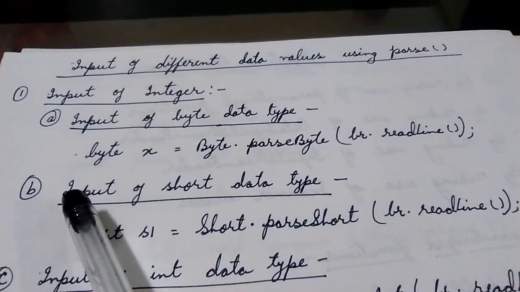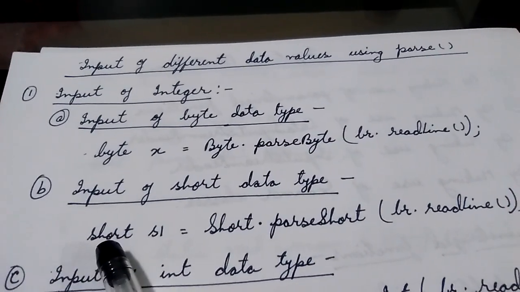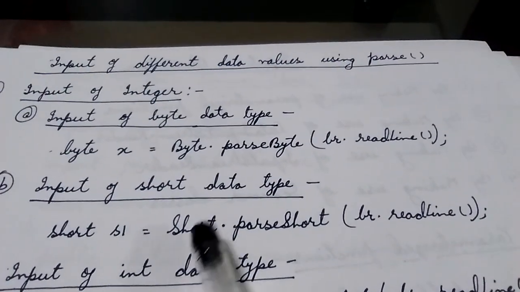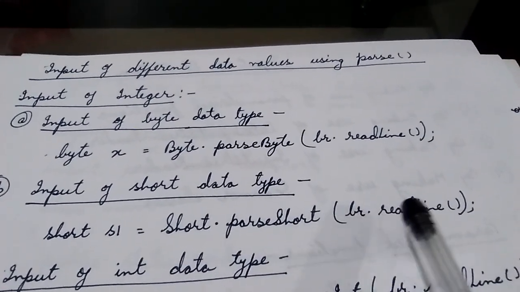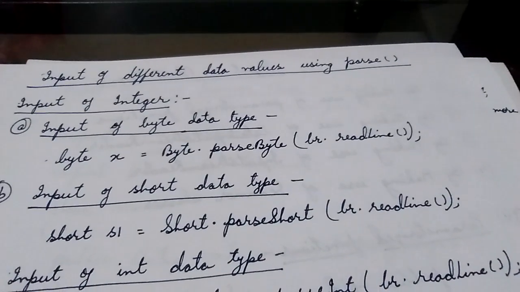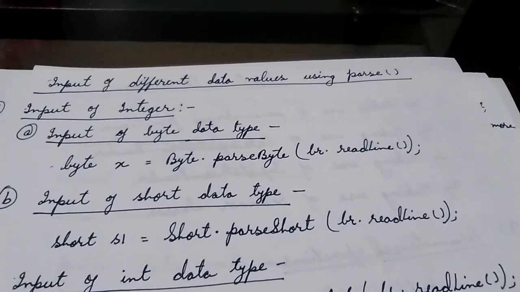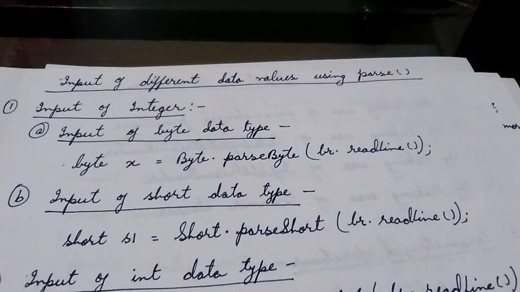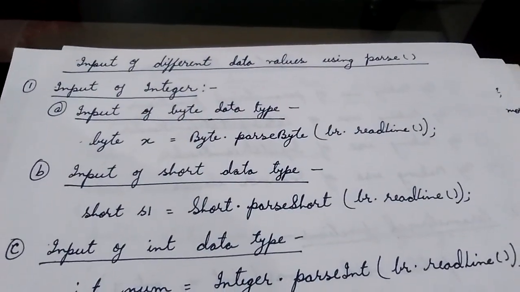We further see input of short data type. So we will write the variable short s1 equals Short.parseShort, this S will be in capital, br.readLine(). Remember, Java is a case sensitive language. Wherever small letters or wherever capital letters are required, we have to use them in the same way. Otherwise, it will generate an error in the program.